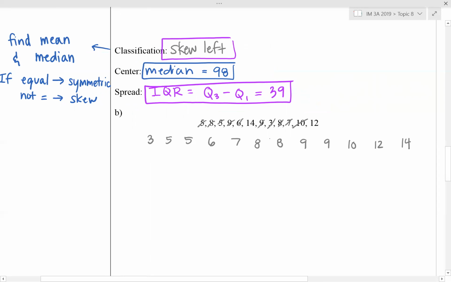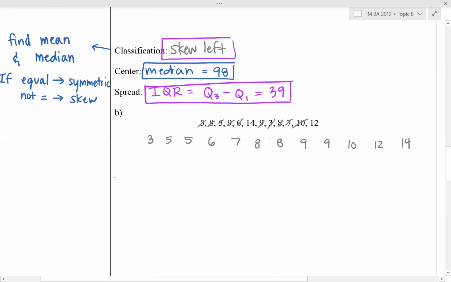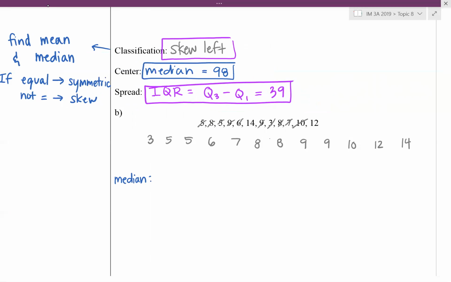Okay, so in order to classify the data, remember that we want to calculate two values. We want to find the median of the data, and we want to find the mean of the data. Looking at this, we have an even number, so the middle is between the two 8s, which means that the median is still 8 because those are the same number.